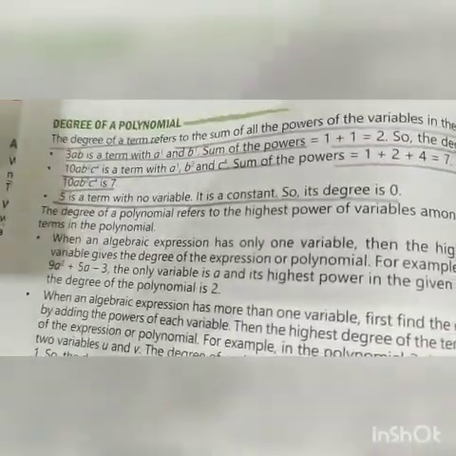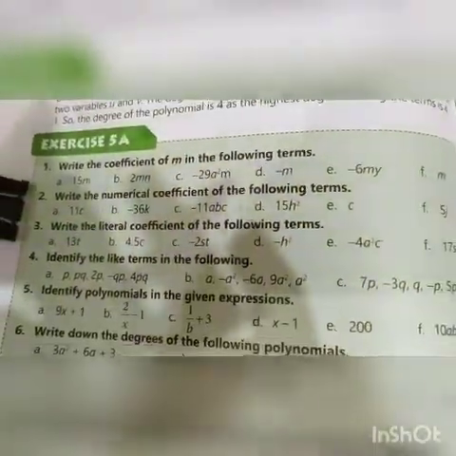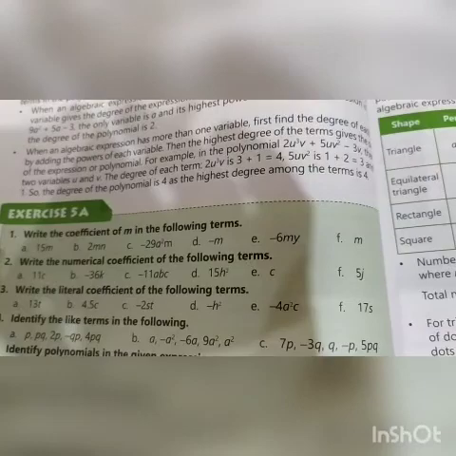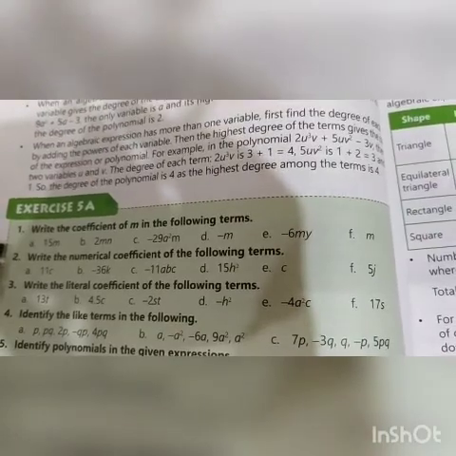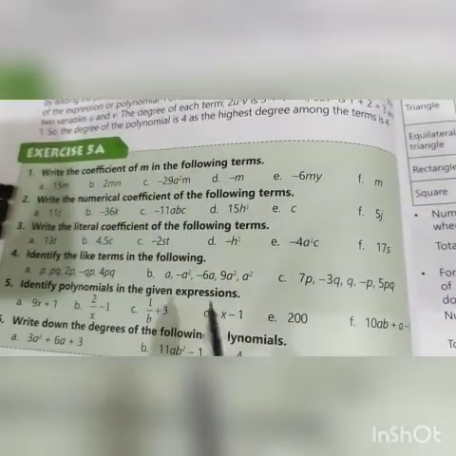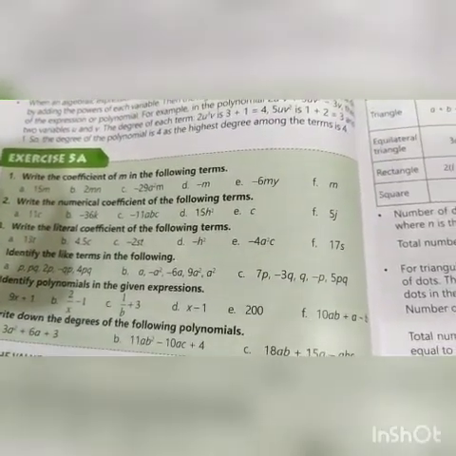Then in the next class we will start exercise 5A. You will go through these terms, you will read these underlines at least 2 or 3 times. Then you will be able to understand these definitions, and this exercise will be clearer if you read these 2 pages 2 or 3 times. So okay students.